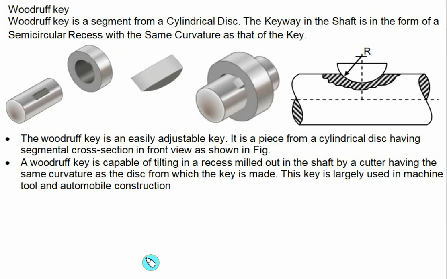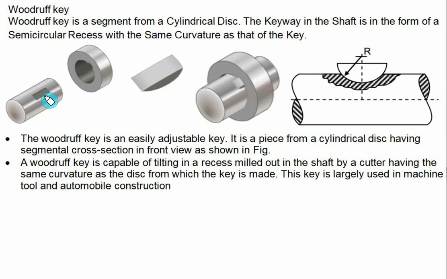The next type of key is the Woodruff key. It is a segment. This type of key is a segment from a cylindrical disc. The keyway in the shaft is in the form of a semicircular recess with the same curvature as that of the key. Hence the shaft will become weak because the depth is more compared to the rectangular sunk key. This type of key is normally used for angular misalignment, and hence it is called a self-aligning key. It is most commonly used in automobiles and the automatic lathe.